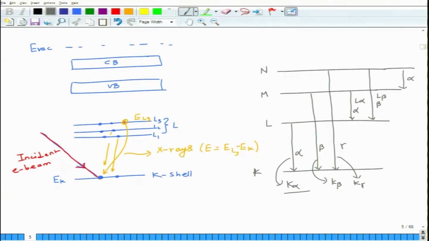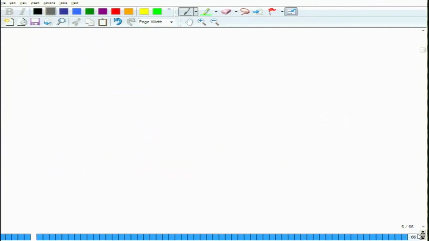Basically, if it's an L line, it's transition from M to L. If it's a K line, it's transition from L to K, K alpha. If it's a K beta line, it's M to K, and they have different energies, as you can see, because the energy difference between different transitions, different lines, is different. Okay.